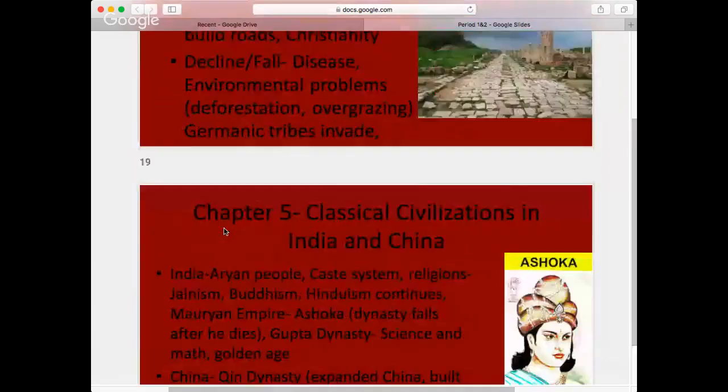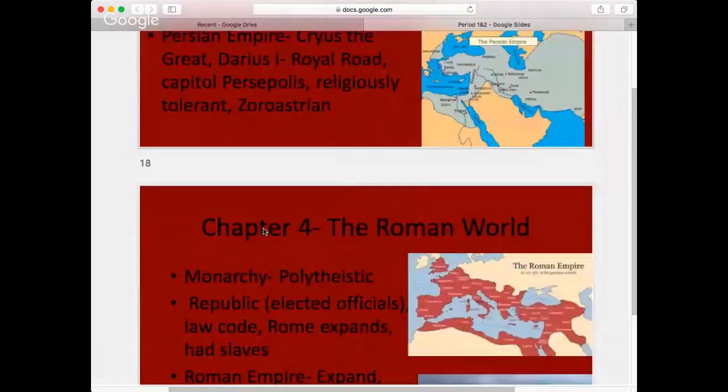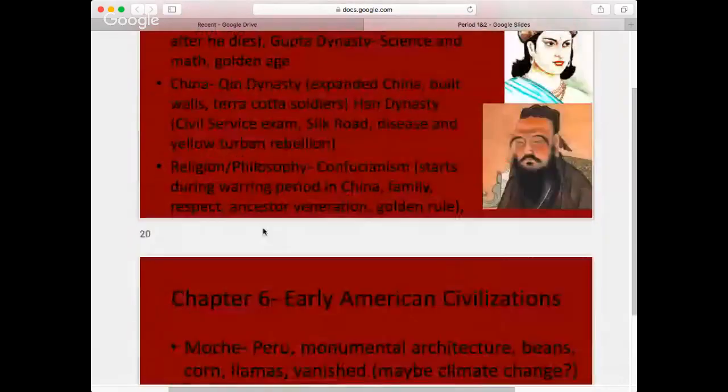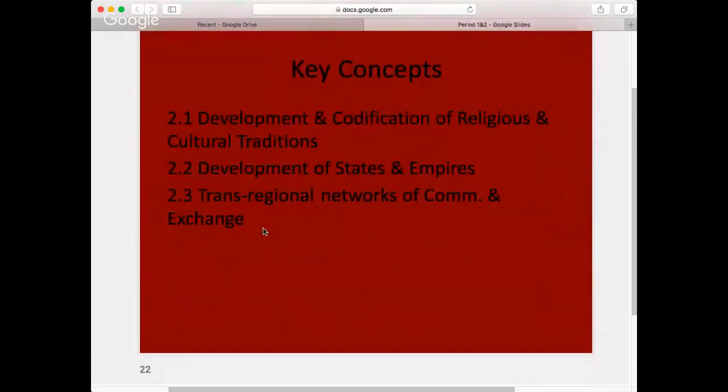So that covers chapters, we read 3, 4, 5, and 6 for period 2. So Greece and Persia, Rome, India and China, and then these early ones in America. So the key concepts for period 2, you also have 3. You've got development and codification of religious and cultural traditions. So this just goes over basically what were all the new religions in period 2.